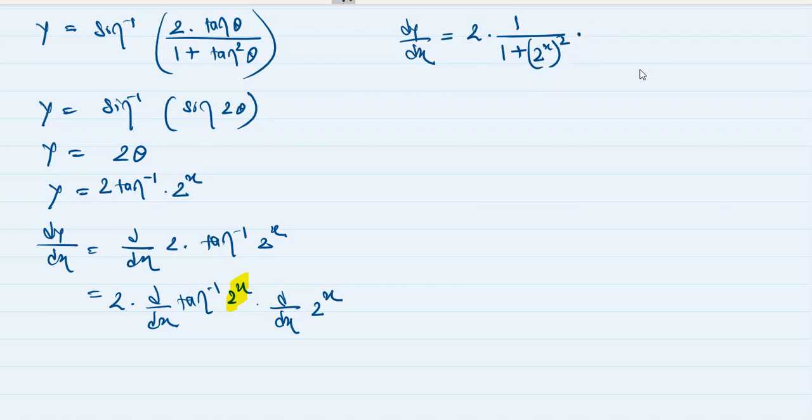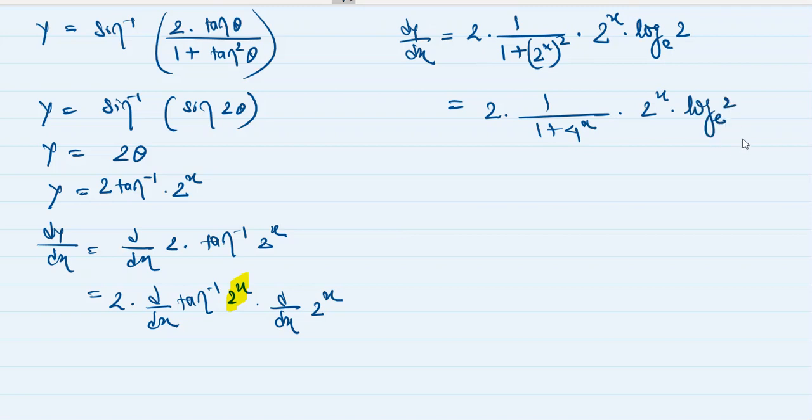Multiplied by, what is the differentiation of 2 raised to x? This is in the form of a raised to x. So its differentiation is a raised to x, that is 2 raised to x, multiplied by log of a to the base e. Log of a is log of 2 to the base e. That's it. So we have 2 multiplied by 1 upon 1 plus 4 raised to x multiplied by 2 raised to x multiplied by log of 2 to the base e.